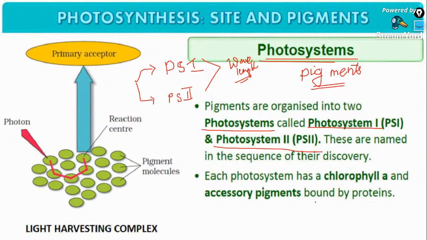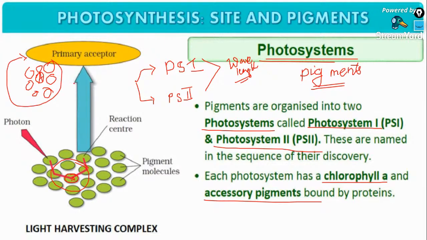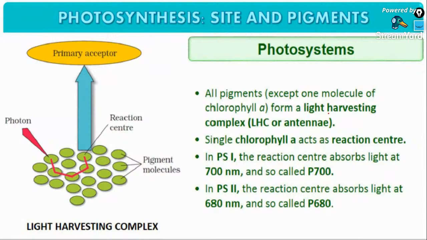We are going to discuss in detail. Each photosystem has a chlorophyll A and accessory pigments bound by protein. I already told you, if this is the chlorophyll A molecule, it is surrounded by certain accessory pigments, as in the diagram I showed you. All pigments except one molecule of chlorophyll A form an LHC, or the light harvesting complex, or antenna molecule. A single chlorophyll A acts as a reaction center. Very important MCQ question: chlorophyll A acts as a reaction center. Then we already discussed PS1 and PS2.